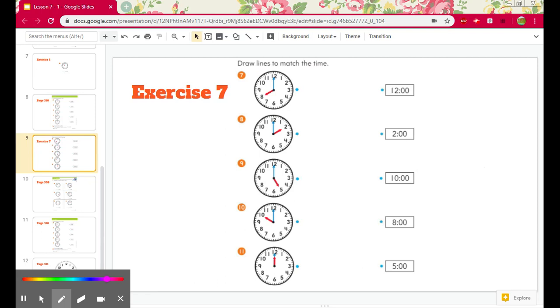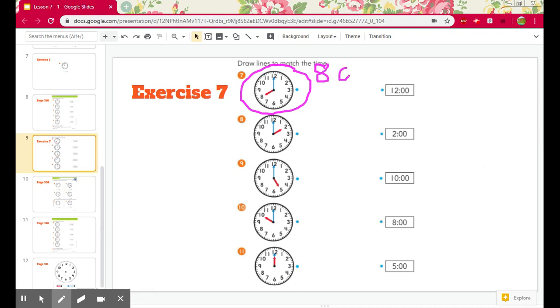Let's take a look at exercise 7. The hour hand is pointing to the 8. The minute hand is pointing to the 12. So this analog clock says it is 8 o'clock. Can you find the digital clock that matches with this? Here it is.